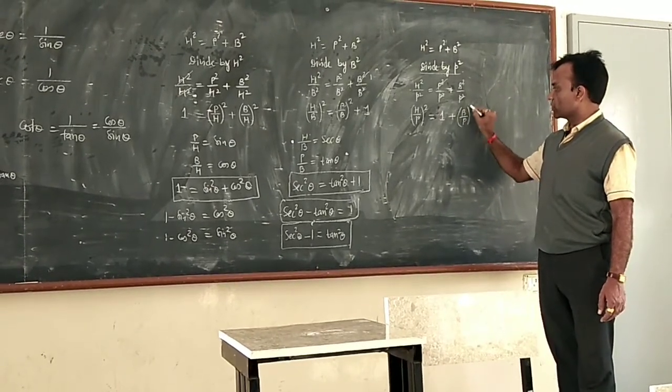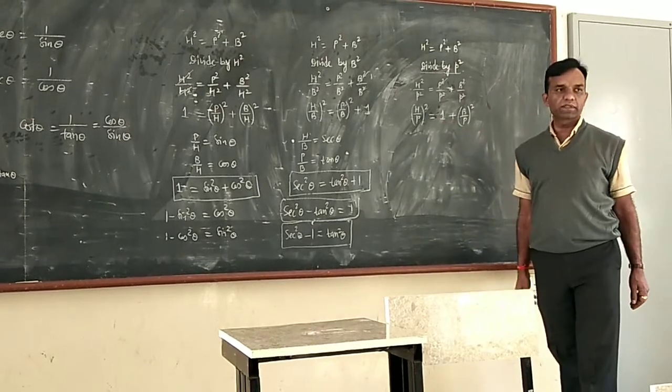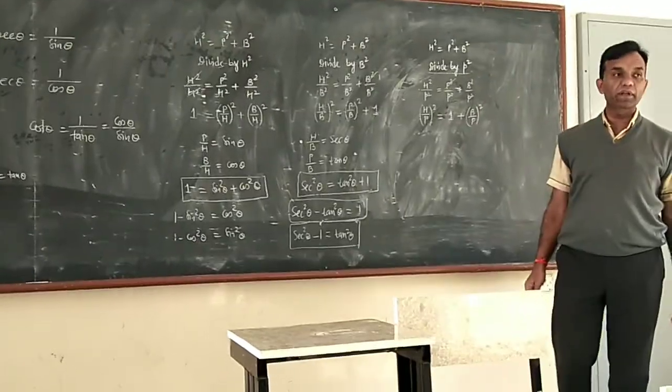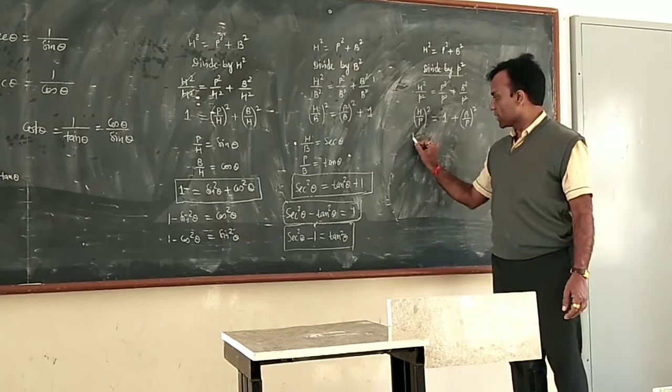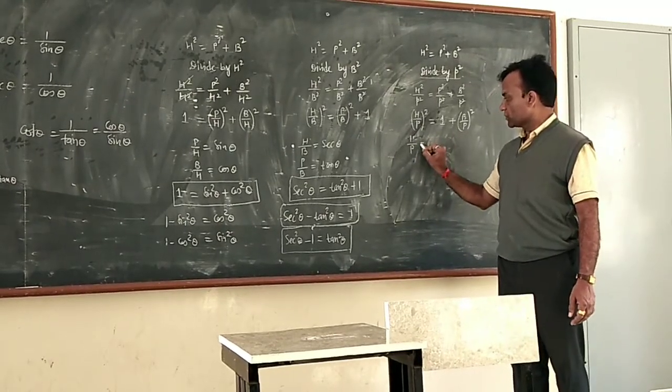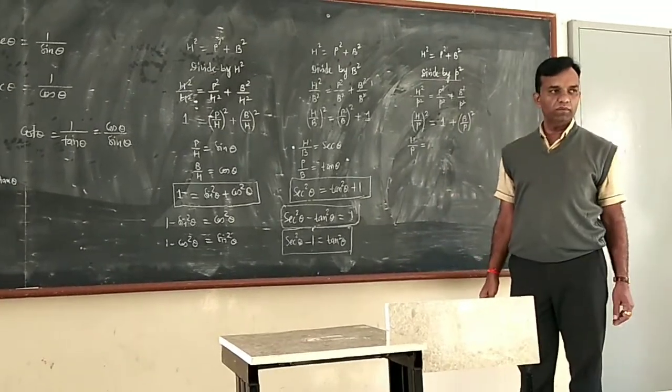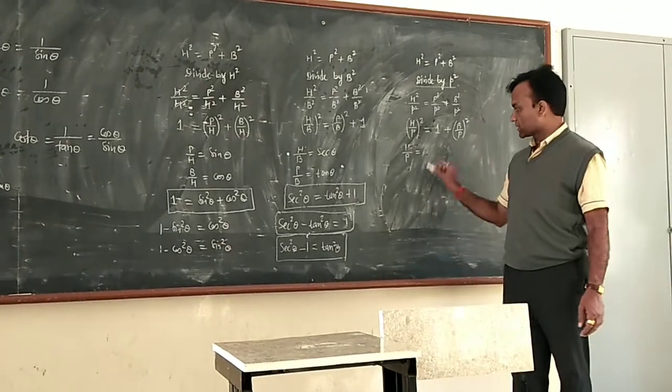Also we know this is the ratio of sides, and ratio of sides form the trigonometrical ratio. So h by p, in which trigonometrical ratio does it form? Cosec. Cosec theta, yes.